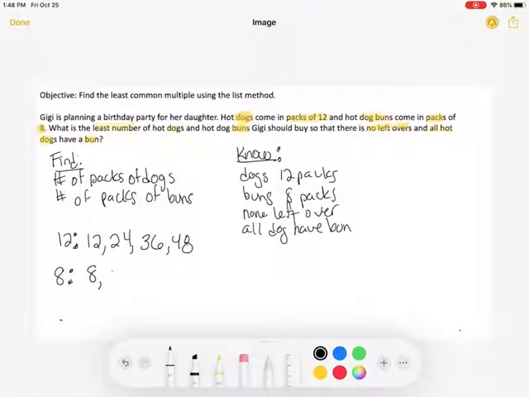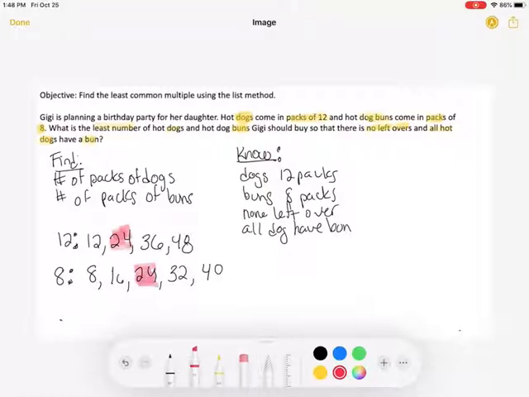So 8 times 1 is 8. 8 times 2 is 16. 8 times 3, 24. So again, I'm skip counting by 8s if you think about it. Okay. So now I've listed a few multiples of each of my numbers, and now I'm going to take a minute, pause, and see if I have any common multiples. So any multiples that both numbers share.